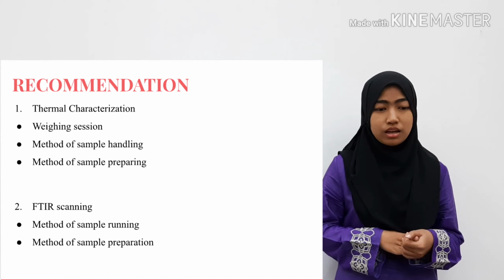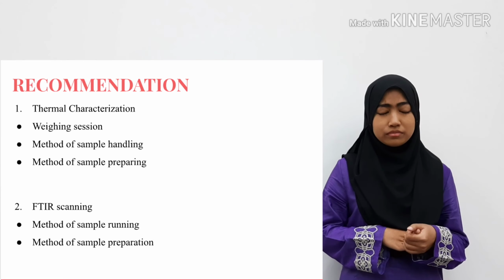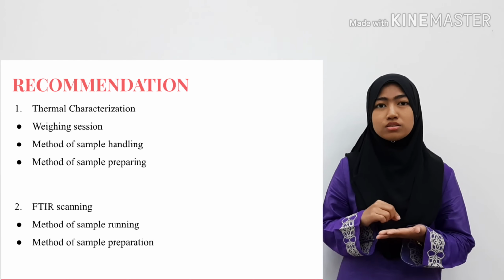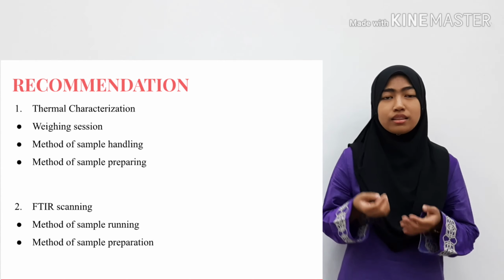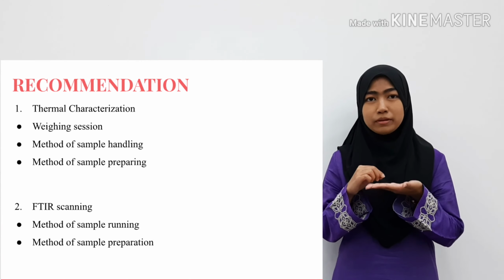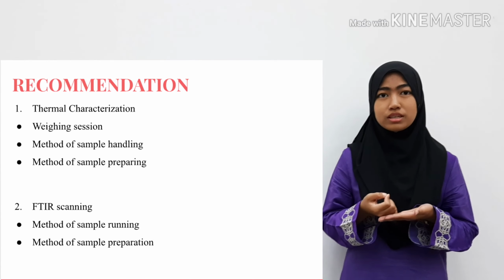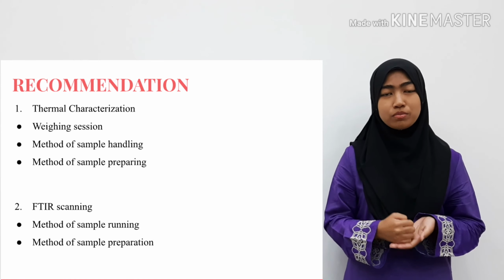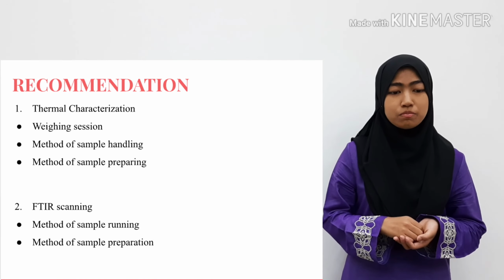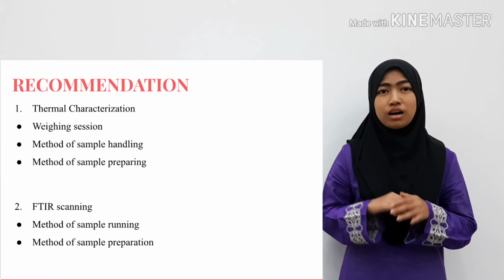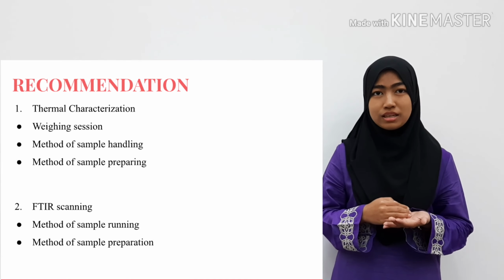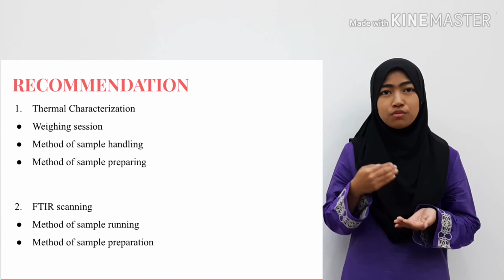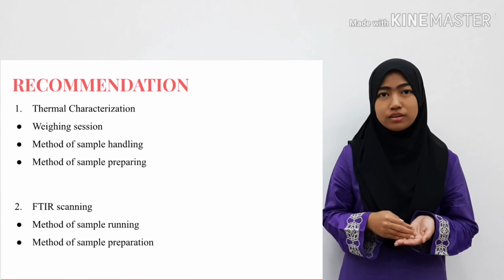Okay, next one is the FTIR scanning method of sample running. The first one, the cap must be put on properly to ensure there is no entrance of light which can affect the results. The glass used to place the sample must be cleaned regularly using ethanol, and the sample must be handled using forceps instead of hand to prevent any contamination. And the last one is the method of sample preparation. We need to cover the sample container using plastic instead of aluminium to ensure the absorbance of UV light, which will help in the curing and drying process.